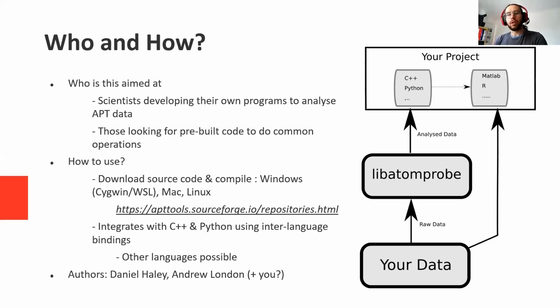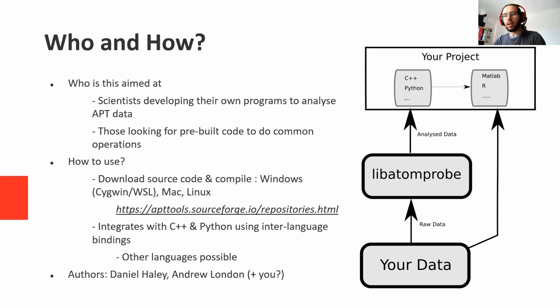It compiles on Linux, Mac, and Windows. On Windows, we're using either Cygwin or the Windows Subsystem for Linux. You can clone the repository. It's fairly straightforward to compile. I'm not an expert at actually compiling things, and I found it relatively straightforward. You can also use it with Python, so you can use all of the power of the Atomprobe library and just plug that into Python and use it interactively rather than having to compile C++ code.